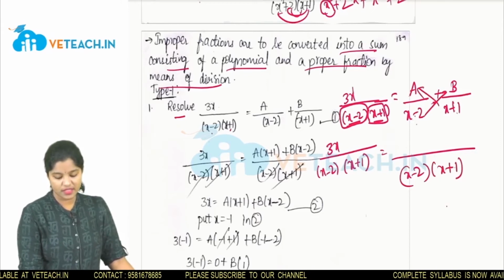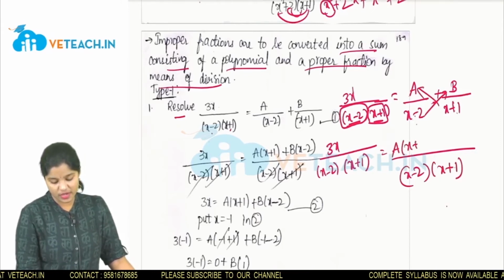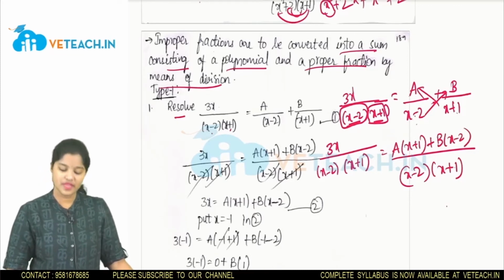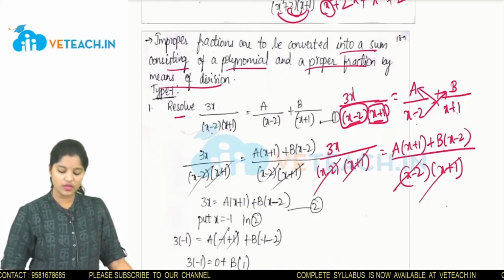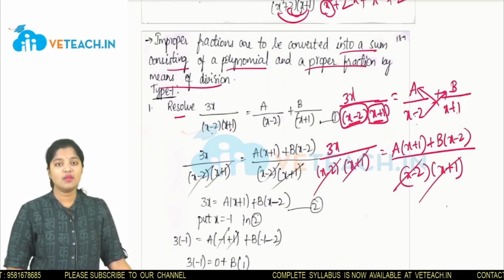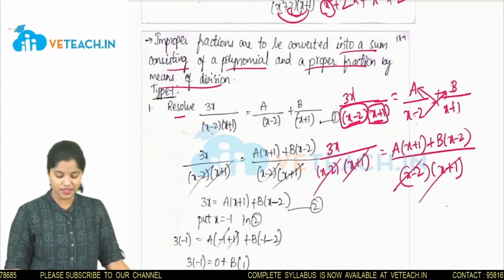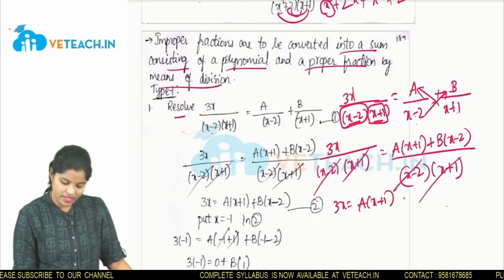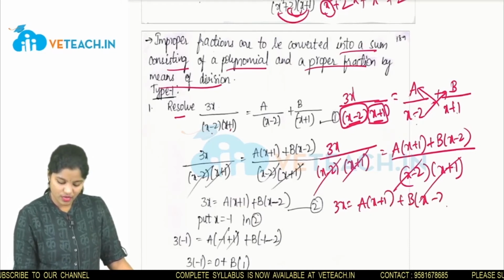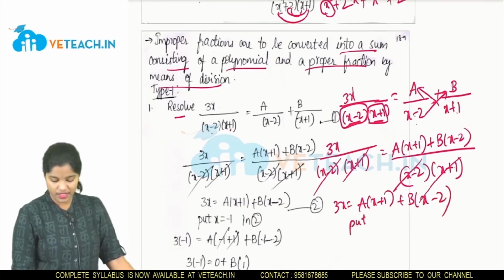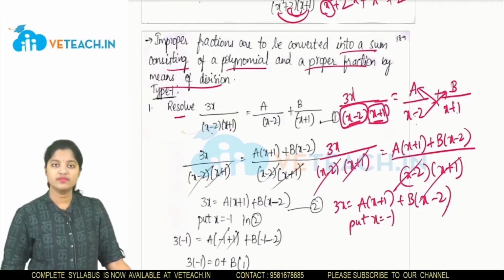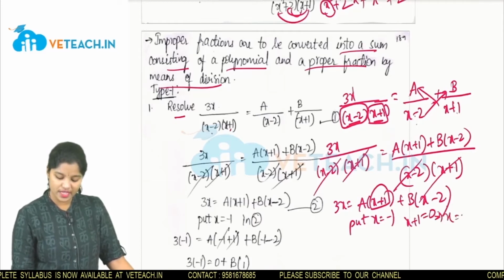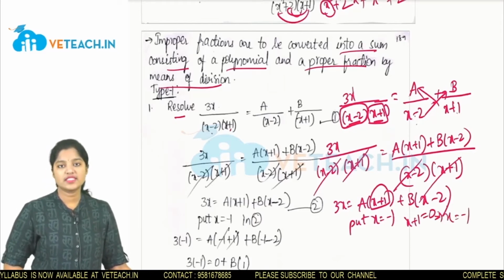Now cross multiply this. a into x plus 1 plus b into x minus 2. Now the denominators will get cancelled because they are on opposite sides of the equality. So we will get 3x is equal to a into x plus 1 plus b into x minus 2. Now here put x is equal to minus 1. Why should we put this? Take this x plus 1 term and equate it to 0. We will get x is equal to minus 1. So put x is equal to minus 1.